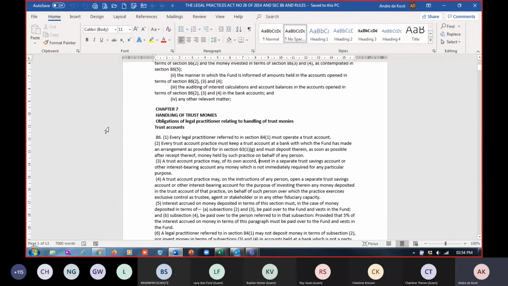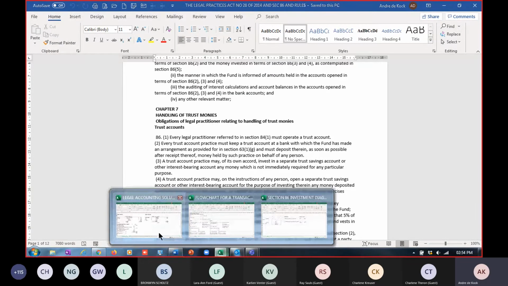Obviously, it can't be risky, because if you put it into shares on the share market and it crashes, suddenly you haven't got the money in trust. What are your clients going to say? So therefore, it has to be in a savings account or other interest-bearing account, and that is also going to be with one of the banks that are party to the arrangement.